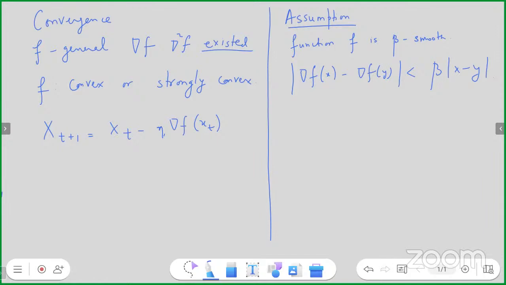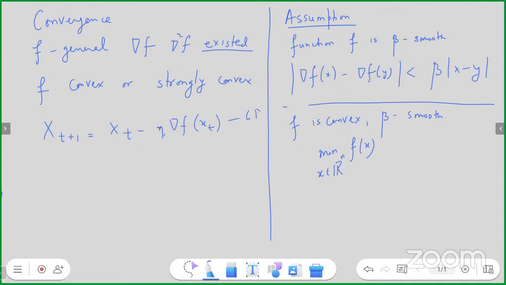So what do we have? f is convex, beta smooth. And the problem we're trying to solve is minimize f of x, where x belongs to unconstrained space. My algorithm, I have frozen to gradient descent. For different algorithms, you'll get different guarantees.